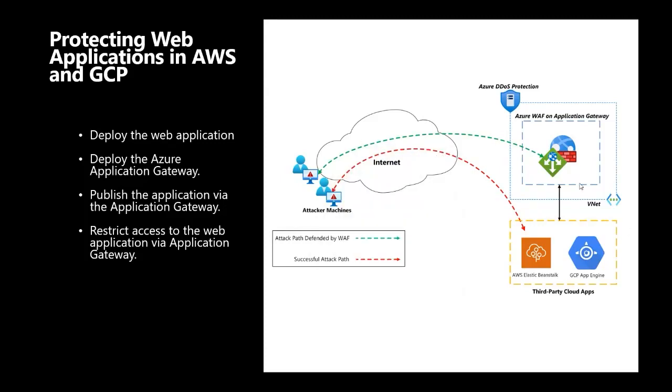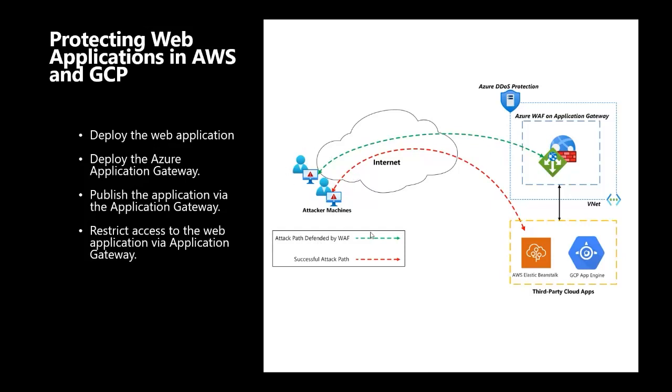Perfect. So as Tobi has mentioned, in this next section, we'll go through the demos. And in the demos, we'll showcase applications deployed in AWS Beanstalk and in the GCP App Engine. And these applications are being protected by the Web Application Firewall running in our application gateway. So this highlights the topology of what we intend to do.